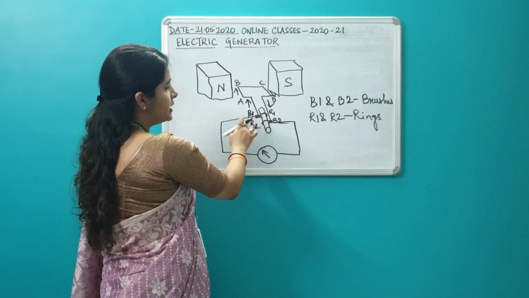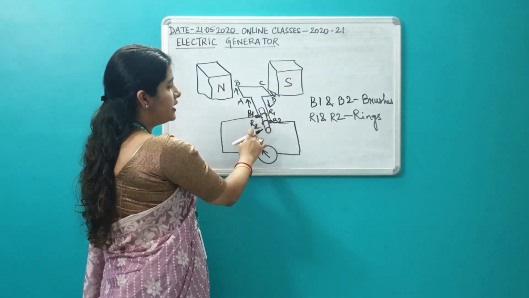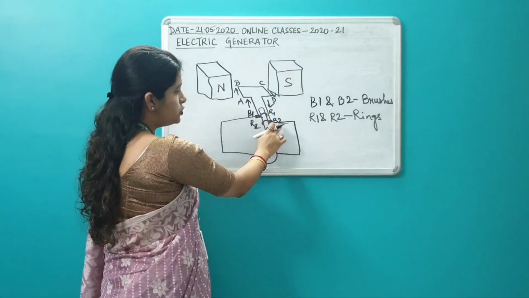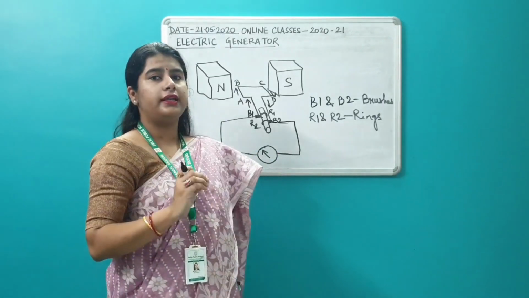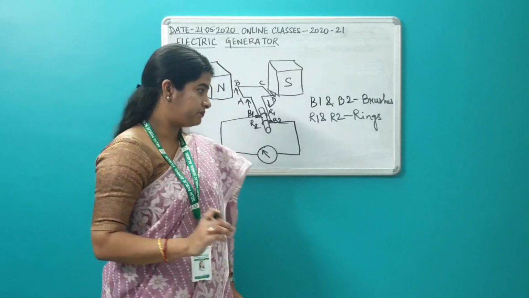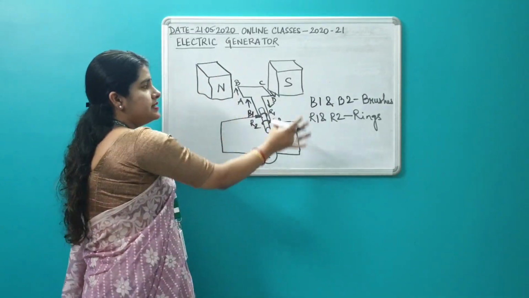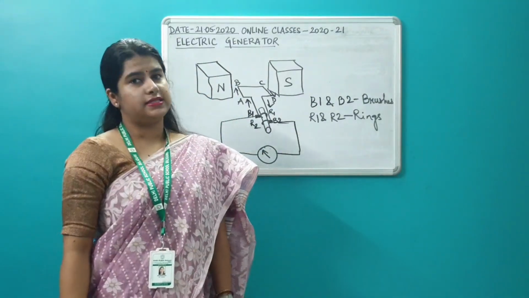Ring R1 is connected to the brush B1. Ring R2 is connected to the brush B2, and they are connected to a galvanometer to detect whether induced current is there or not. So this is the structure of your AC generator.